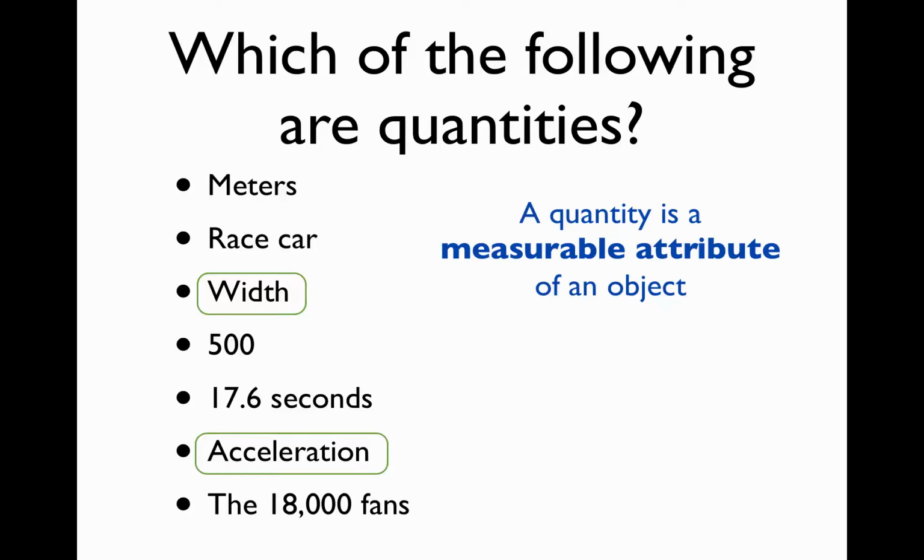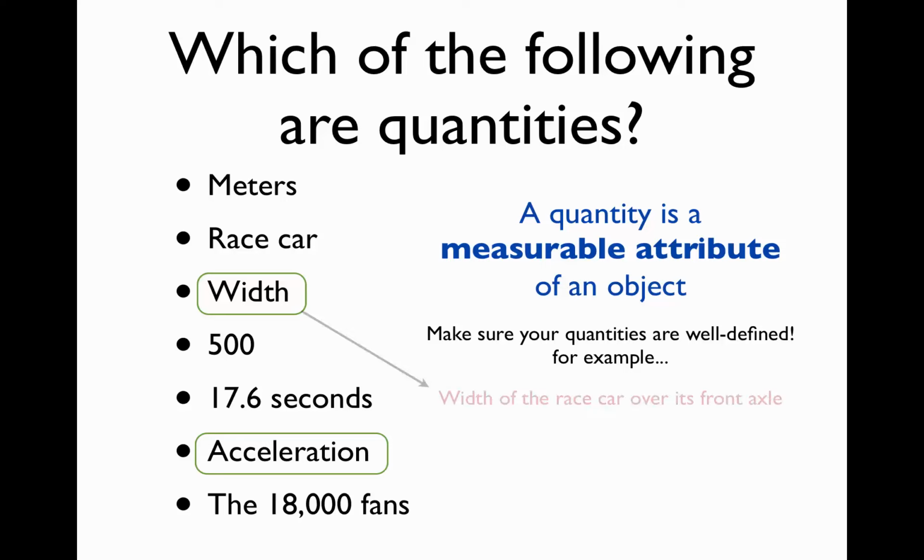Remember that a quantity is a measurable attribute of an object. And this is what the course is about. The course is about quantities, the whole course. But we want to make sure they're well defined. So width, while it is a quantity, wouldn't be descriptive enough, right? So here's a better description: width of the race car over its front axle. Right? No question what we're talking about now. Acceleration of the race car during the last lap. These are better. These are well defined now.